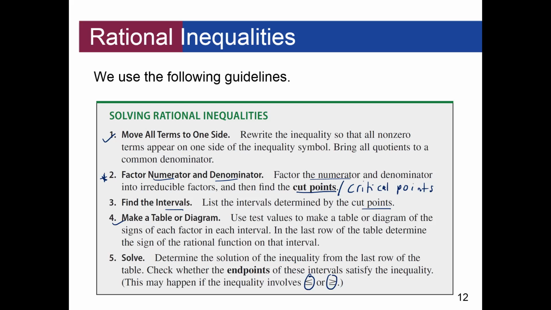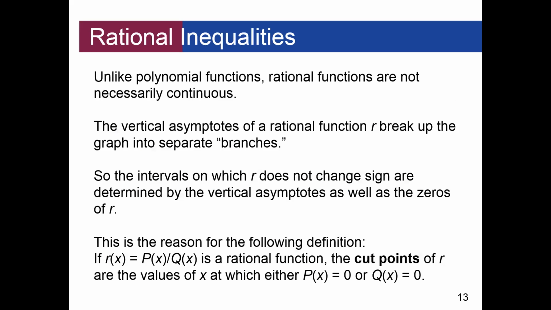So, putting this in perspective, unlike polynomials, rational functions are not necessarily continuous, because of the vertical asymptotes. The vertical asymptotes put the graphs into separate branches. So the intervals on which R does not change sign are determined by the vertical asymptotes as well as the zeros of the polynomial, which are the zeros of the numerator.